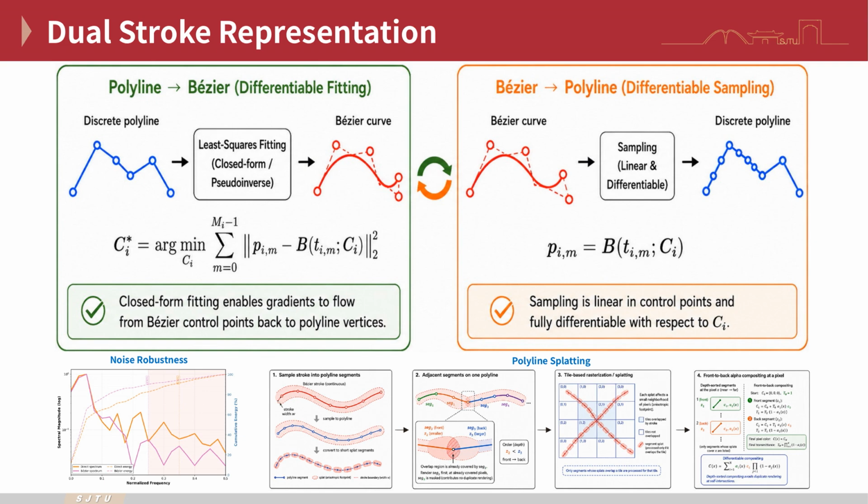Second, to optimize and render millions of curves efficiently, we designed a polyline splatting renderer inspired by Gaussian splatting. By approximating stroke segments as soft, anisotropic splats, we achieve massive GPU parallelization. This completely avoids the computational bottlenecks of traditional pixel-by-pixel rendering, dramatically boosting our optimization speed.